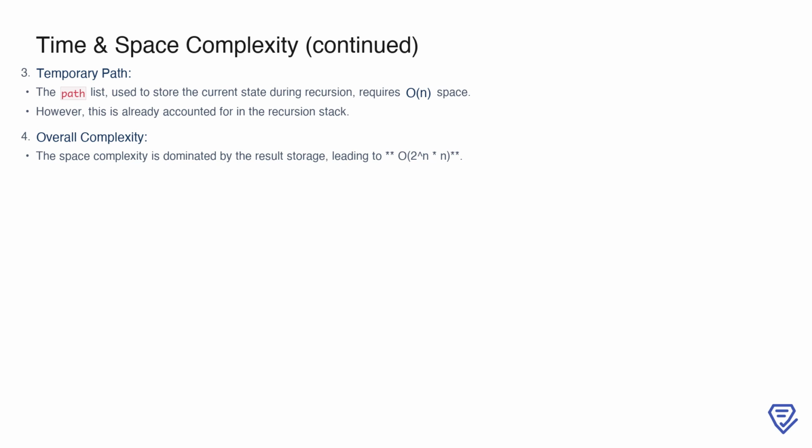In summary, the space complexity of the solution is dominated by the storage of the result list, which is 2 to the power of n asterisk n. This ensures that both the time and space complexities remain consistent and efficient given the nature of the problem, where we need to generate and store all permutations.